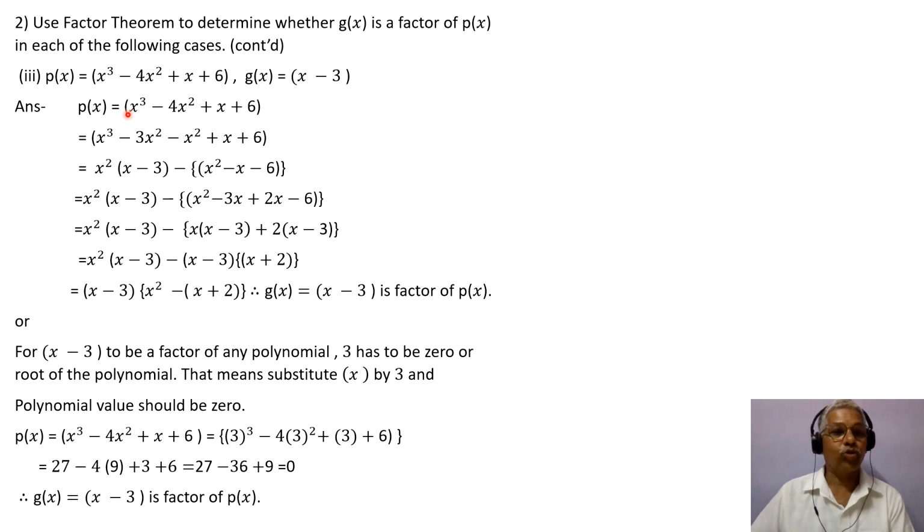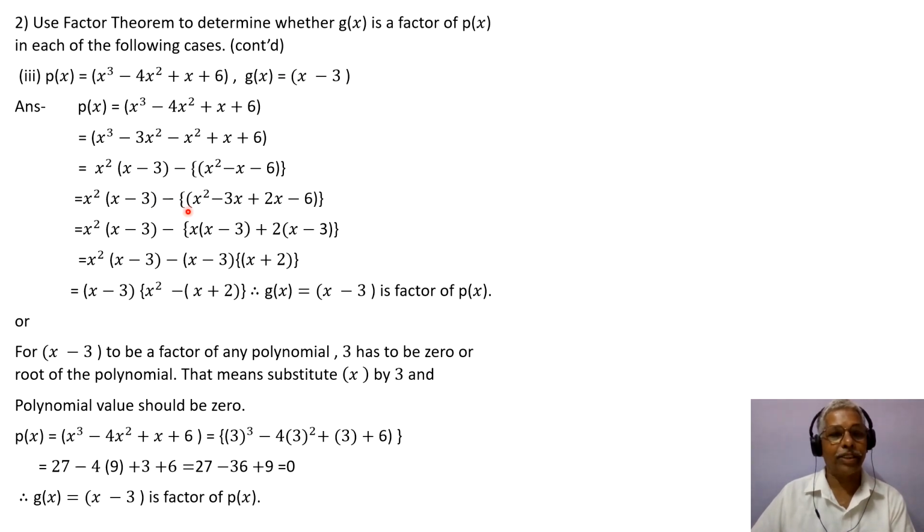So x cube minus 3x square minus x square plus x plus 6. Taking x square common, so x minus 3, minus, I'm taking minus common. So inside this, we get x square, this sign will change, it's minus x, and this is also going to change, it's minus 6. Now x square into x minus 3, minus. See, this is not one of the factors. Had this been multiplied to this, then it would have been easy.